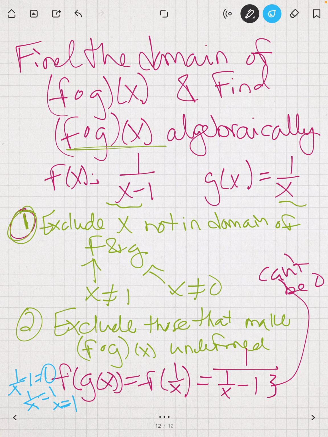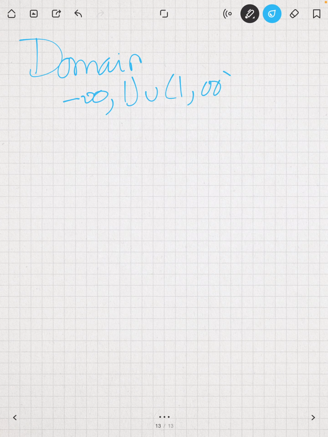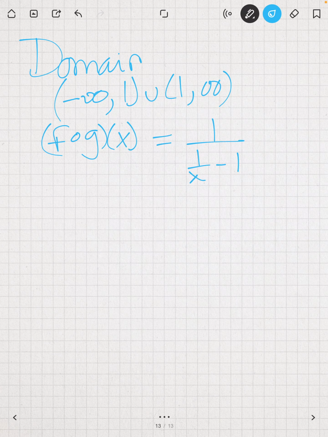Well, in this case, 1 was already excluded because of the first term. But generally speaking, that won't always be the case. So our domain is from negative infinity to 1, 1 to infinity. And f compose g of x was 1 over x minus 1.